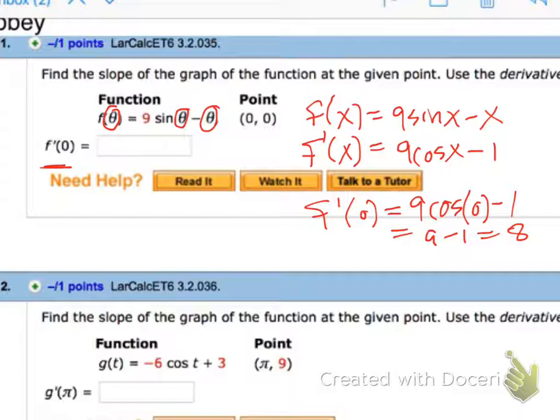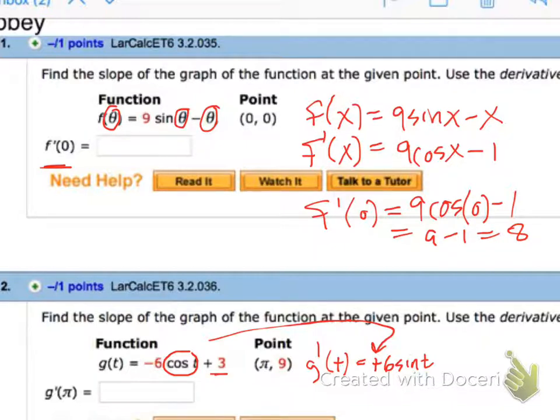So if you do g prime of pi, the derivative of cosine is negative sine, so g prime of t ends up being a positive 6 sine t. The derivative of cosine is negative sine, and that negative that you get from the derivative of cosine combines with the negative 6 that's already there, so you end up with a positive 6. And the derivative of 3 is 0, so the derivative of that 3 ends up being 0.